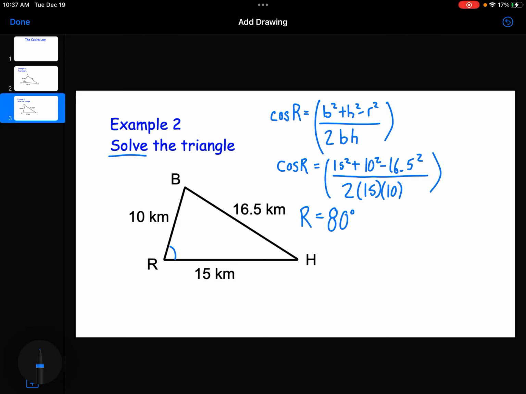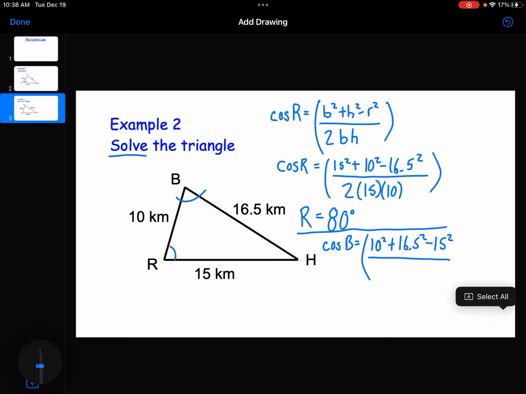Now, I'm going to do the exact same thing for B because I need to now solve for B, and I don't want to use sine in case I've made a mistake. So I'm going to have cos B equals, and it's going to be all of the same stuff. I'm just substituting in. So in this case, we're going to have 10 squared plus 16.5 squared minus 15 squared, all divided by 2 times 10 times 16.5. And then we're going to take the cos inverse of all of that.